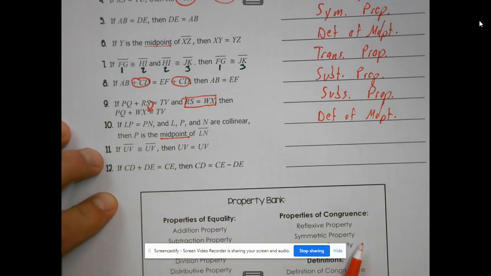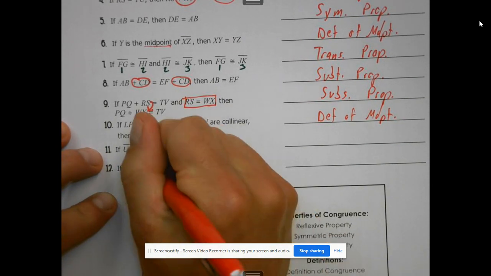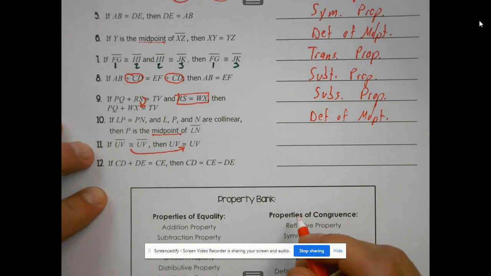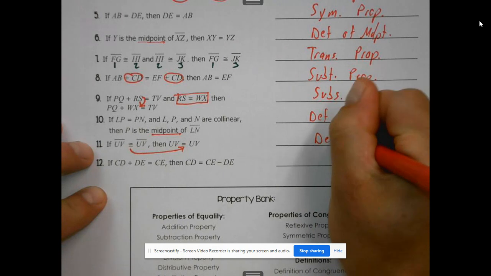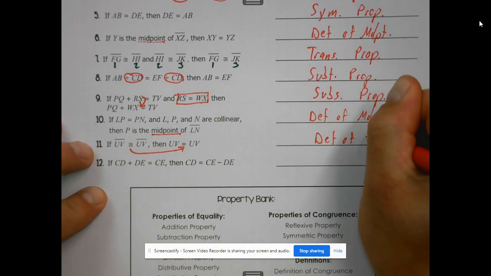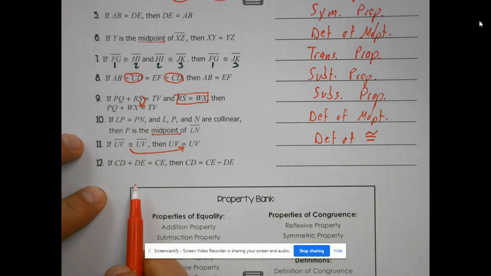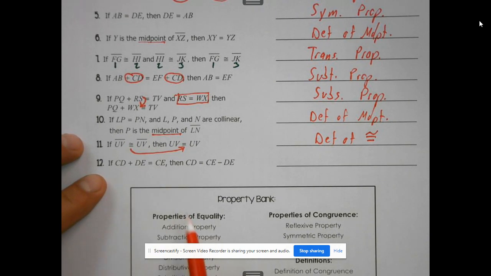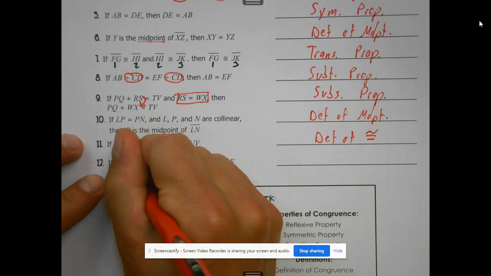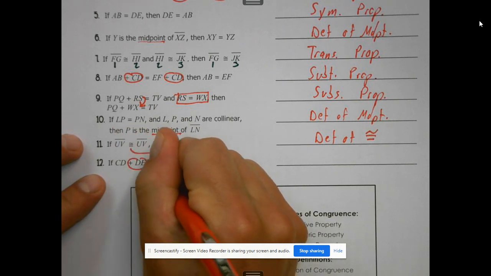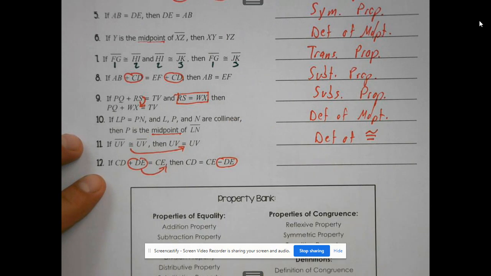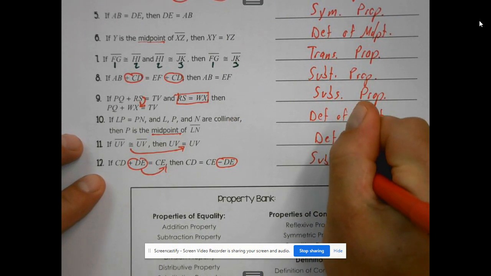Number 11, they're going from congruent sign to equal sign. Definition of congruence. Number 12, CD plus DE equals CE. And basically, they just subtracted over DE. If you check it out, they just subtracted DE to the other side, subtraction property.